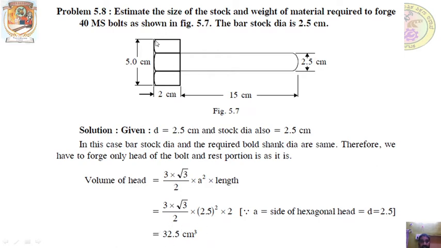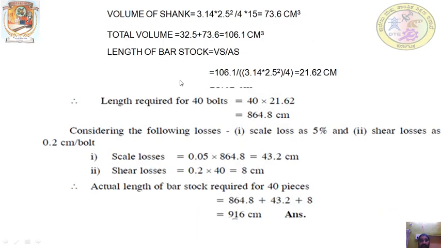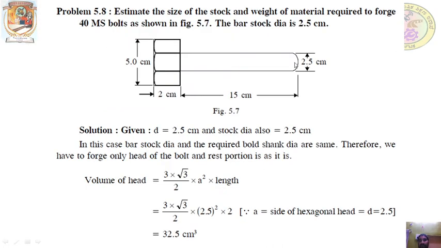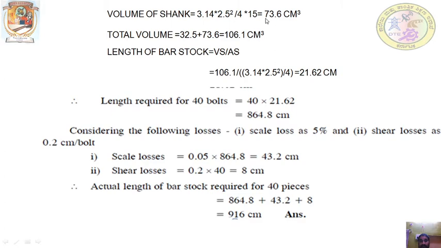This is only the volume of the hexagonal headed portion. Still we need to calculate the volume of the cylindrical portion. The volume of the shank is given by pi d square by 4, so pi into 2.5 square divided by 4 into the length of the bar stock, 15. So the volume of the shank is 73.6 centimeter cube. The total volume will be the volume of the hexagonal headed portion plus the volume of the shank, that is 73.6. So the total volume will be 106.1 centimeter cube.